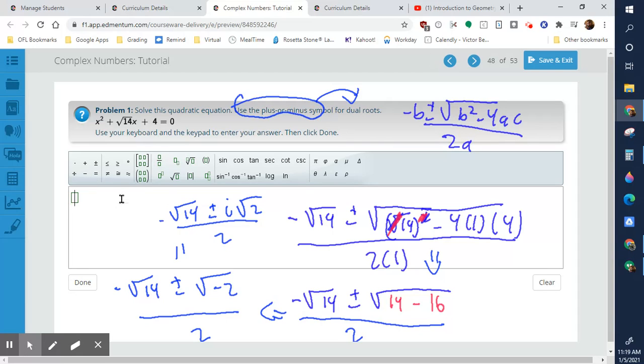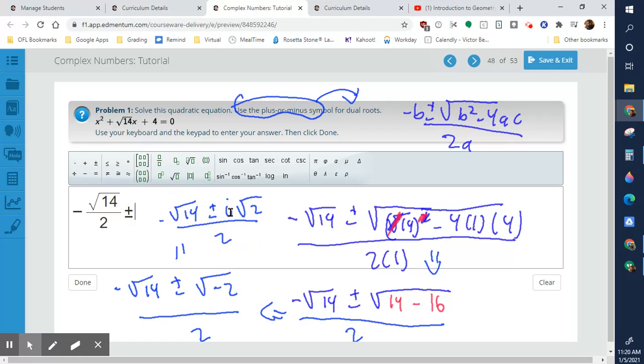I'm hoping they don't want me to distribute out the negative, but knowing Edmentum, they might make me. So here we're going to do negative square root of 14 over 2. And the 2 does not divide the 14. Remember, only things inside a root can divide each other. The 14 is in a root, but this 2 is not in a root, so it does not divide the 14. We're going to use a plus or minus here, and then we're going to do another fraction.